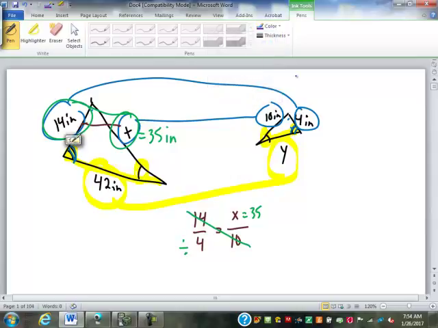How do we find Y? 14 over 4 equals 42 over Y. Good. The Y goes on bottom because it's from the same figure as the 4. Now you said A squared plus B squared equals C squared. Can we do that? No right angles. Got to have a right angle. So now we cross multiply and divide. 4 times 42 divided by 14 gives us 12 inches for Y.